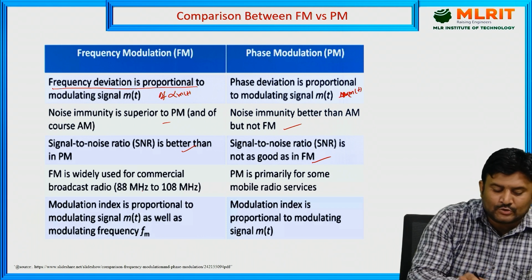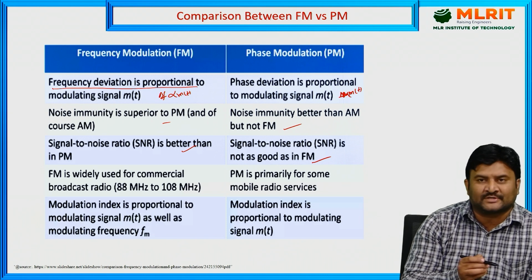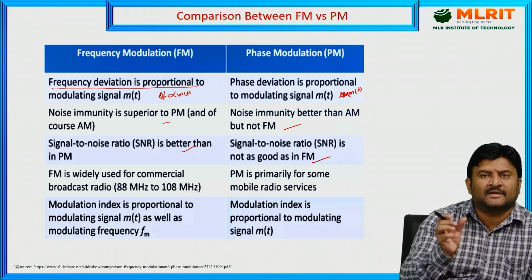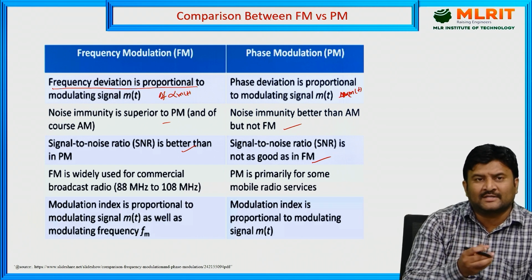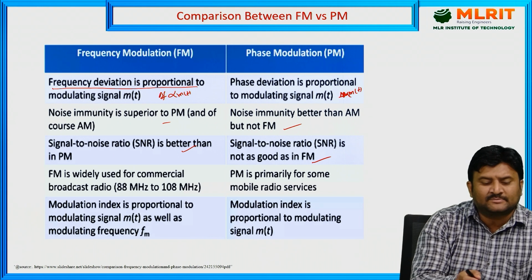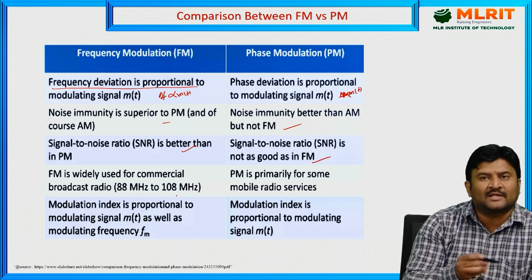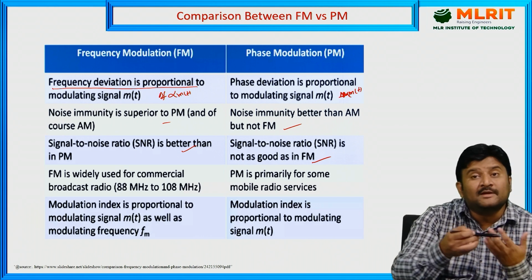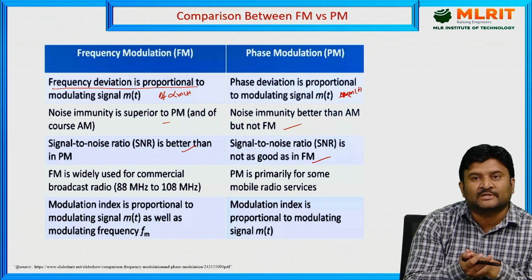FM is widely used for commercial broadcast applications. Right now we are using FM radio stations. Just observe the channel frequencies: if you take any FM radio channels, they lie between 88 MHz and 108 MHz only. That is called channel allocation. Basically, in FM radio applications we are using the frequency modulation technique.